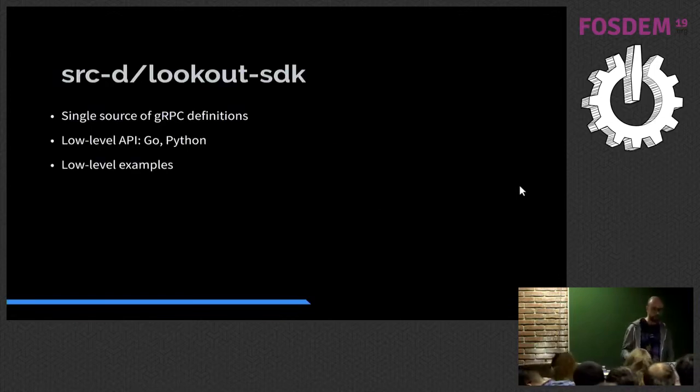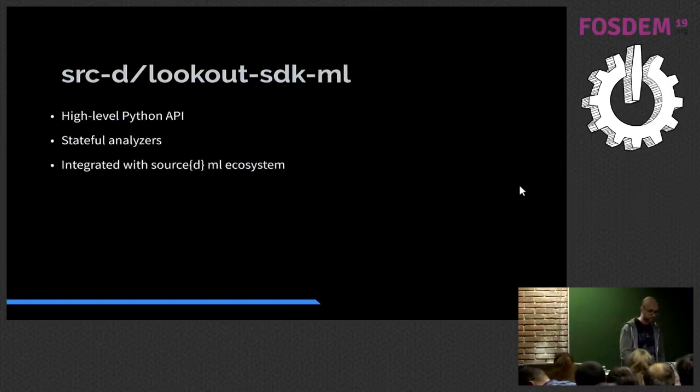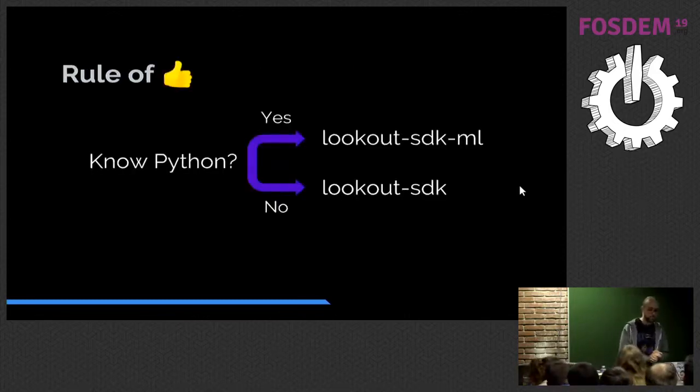It provides a low-level API in Go and Python. You can generate for any other language, that's no problem. SDK-ML only supports stateful analyzers, and it's written in Python. It's also integrated with the rest of the source{d} ML on code ecosystem. We have a few projects written in Python for code analysis and for doing ML on code, and it works seamlessly with that because everything is in Python and everything is integrated. As a rule of thumb, if you know Python, just use SDK-ML and don't bother.